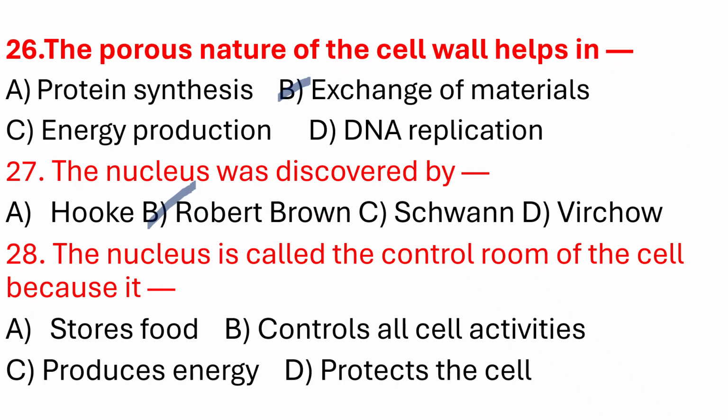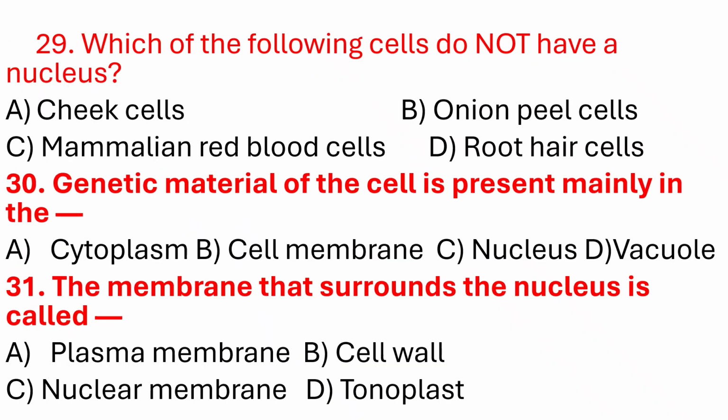The nucleus is called the control room of the cell because it stores food, controls all cell activities, produces energy, protects the cell. It controls all cell activities. Which of the following cells do not have a nucleus? Sieve cells, onion peel cells, mammalian red blood cells, root hair cells.